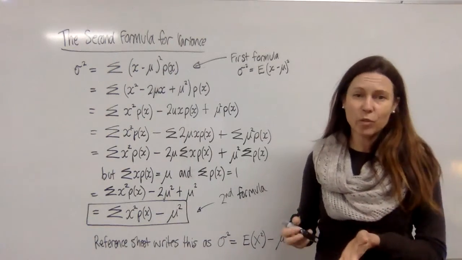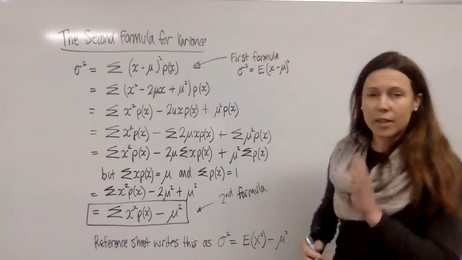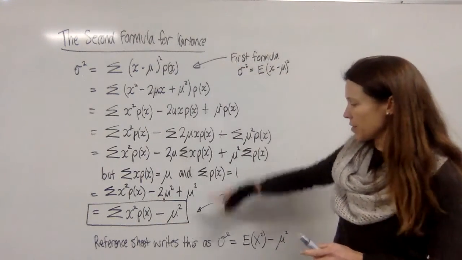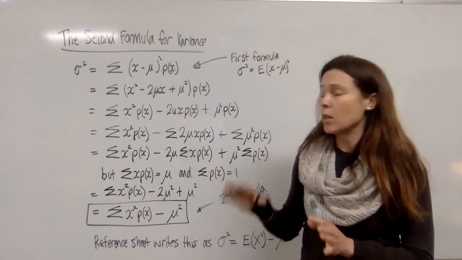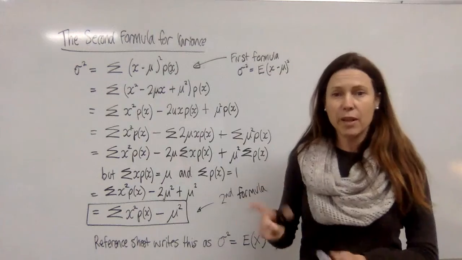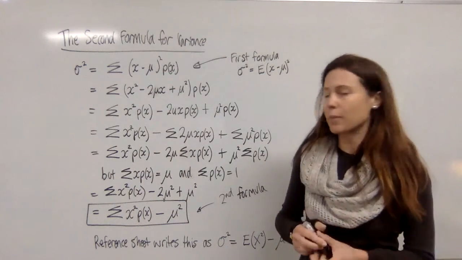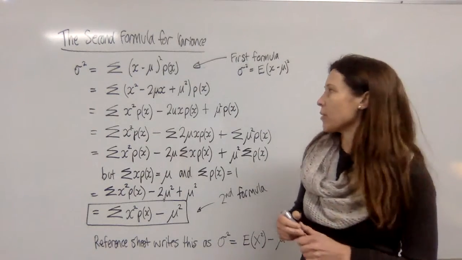Now there is a second formula that you can use for variance when you're working with probability distributions. I don't need you to be able to prove how the first formula is turned into the second formula, so I don't want you to write any of this down. It's enough for you to know that there are two formulas, practice using both, and you're going to get a feel for which one is better in different situations. We also need to be able to recognise each one on our reference sheet.